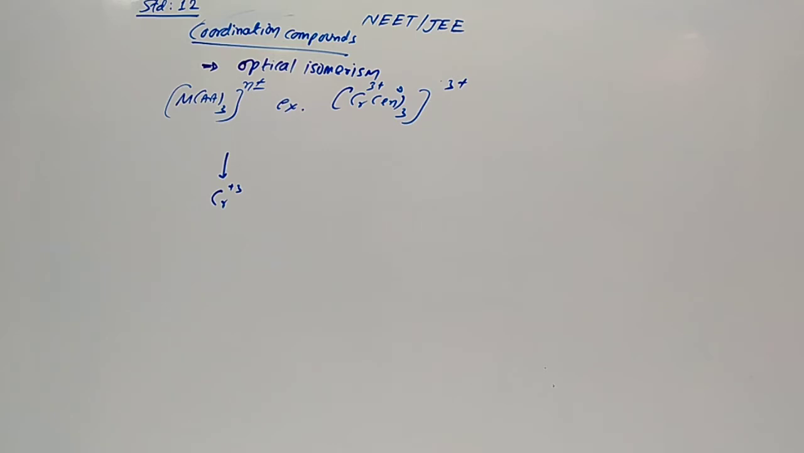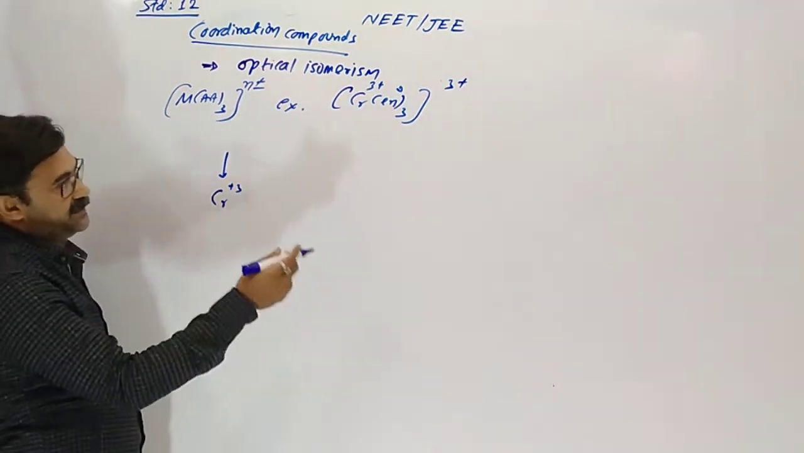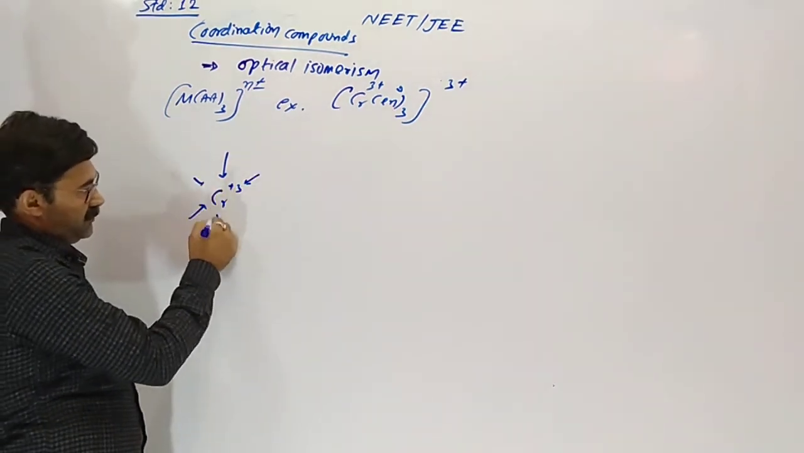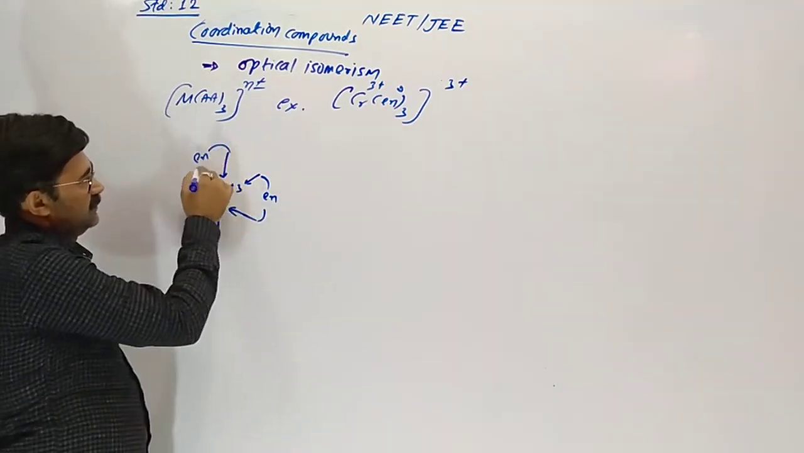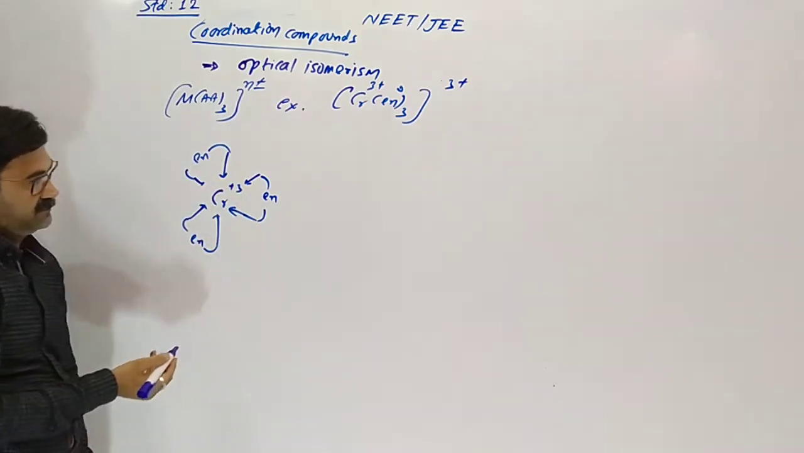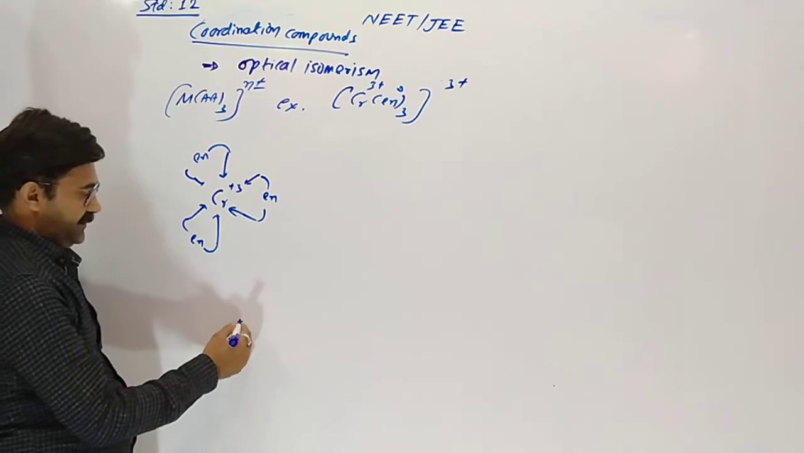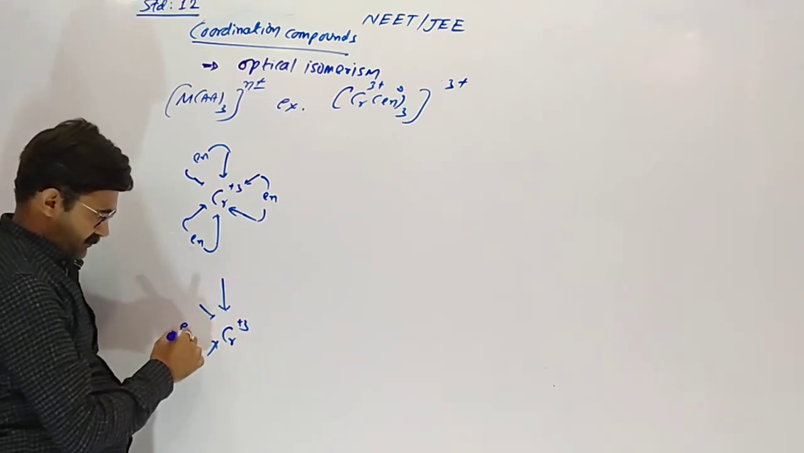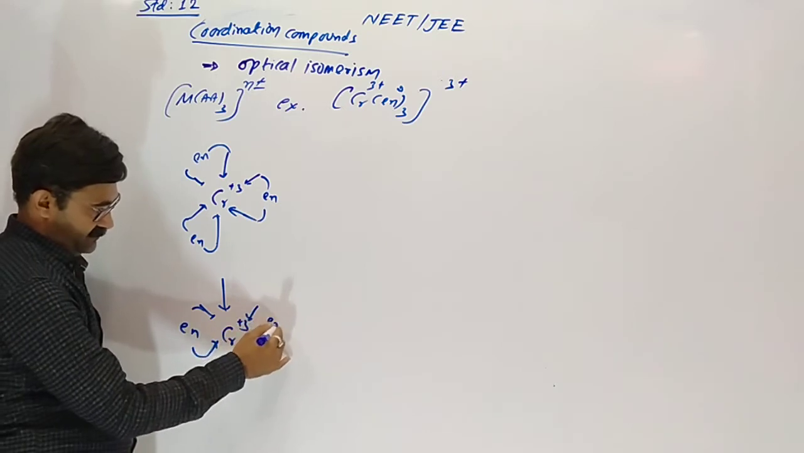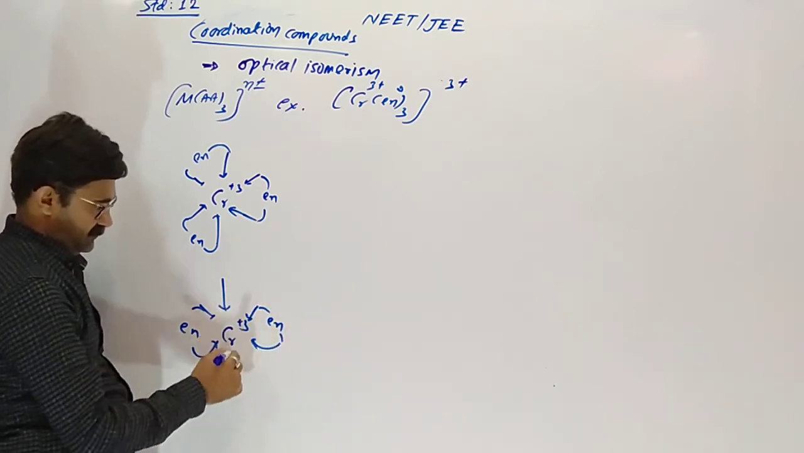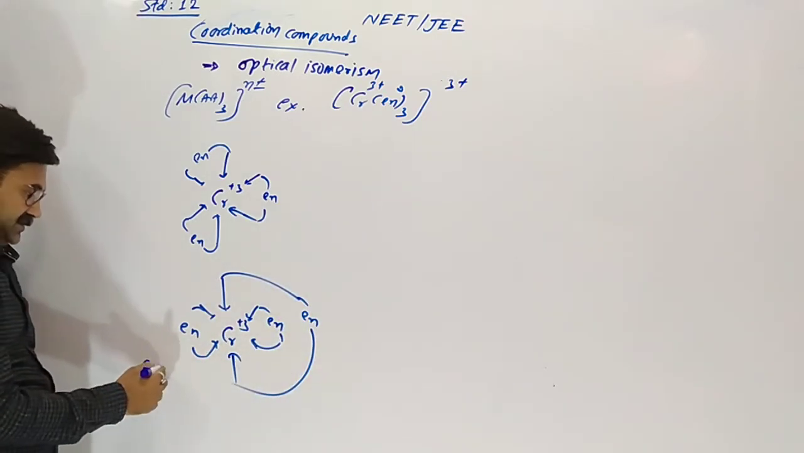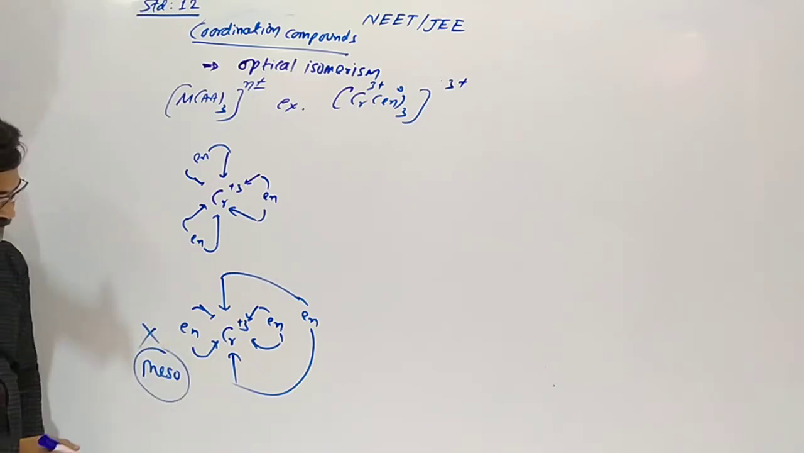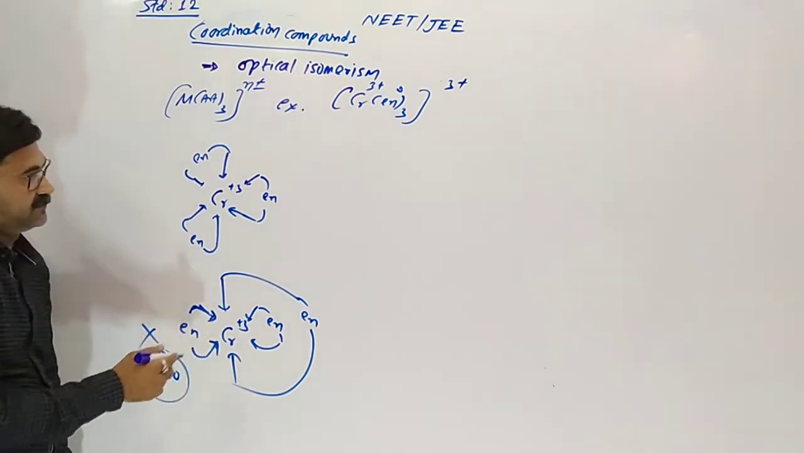Here there are 3 stereoisomers. Stereoisomers means both geometrical and optical. One en is here, 2 and 3 is this one. When we take it like this, 2 en is here and 1 en here. This one is actually meso. So meso is not optically active.